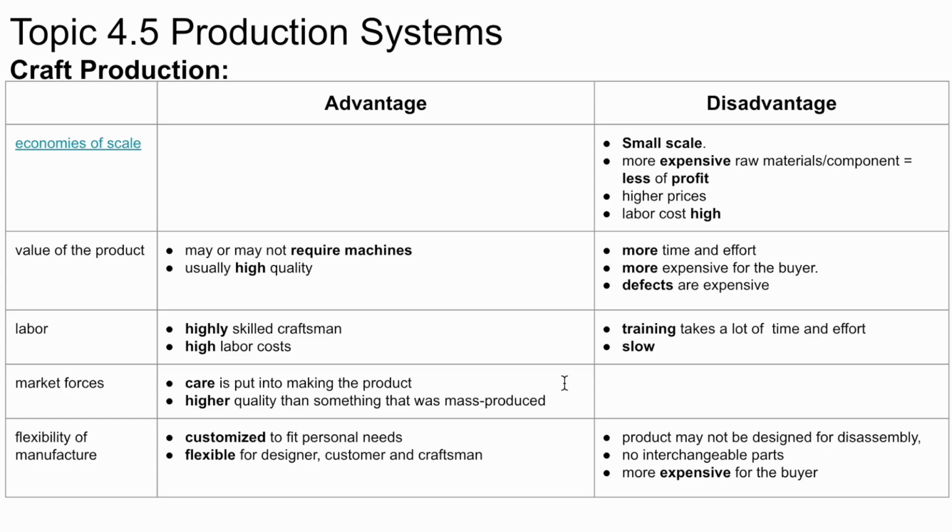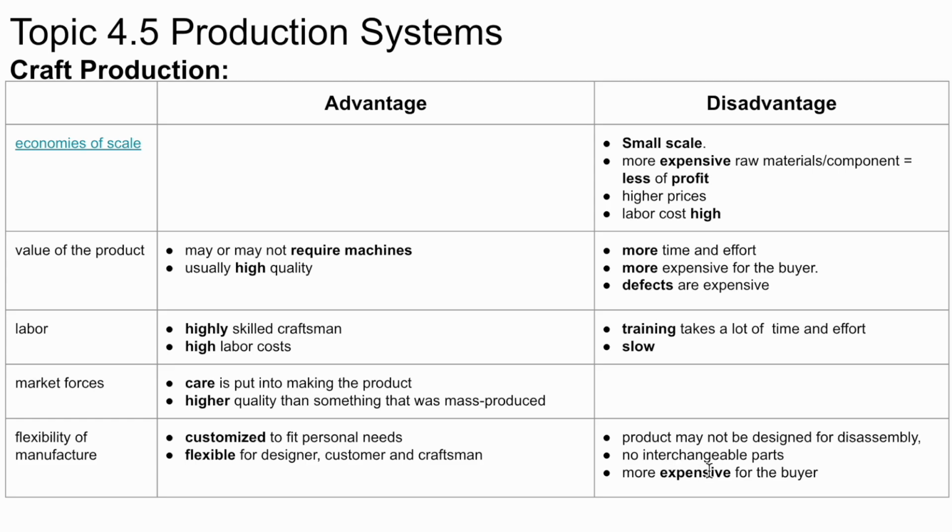For the market forces, care is put into making the product. Typically, craftspeople are super proud and careful with their products that they're making. They tend to be higher quality than something that is mass produced. For flexibility, you can customize and fit to personal needs. So for instance, going back to the jewelry example, you can customize it to fit your finger. And it's flexible for the designer, customer, and the craftsman.